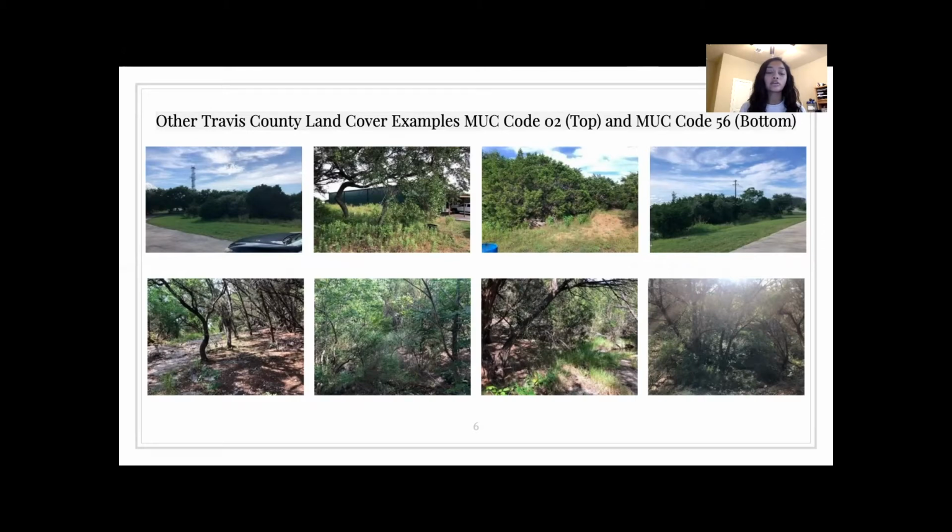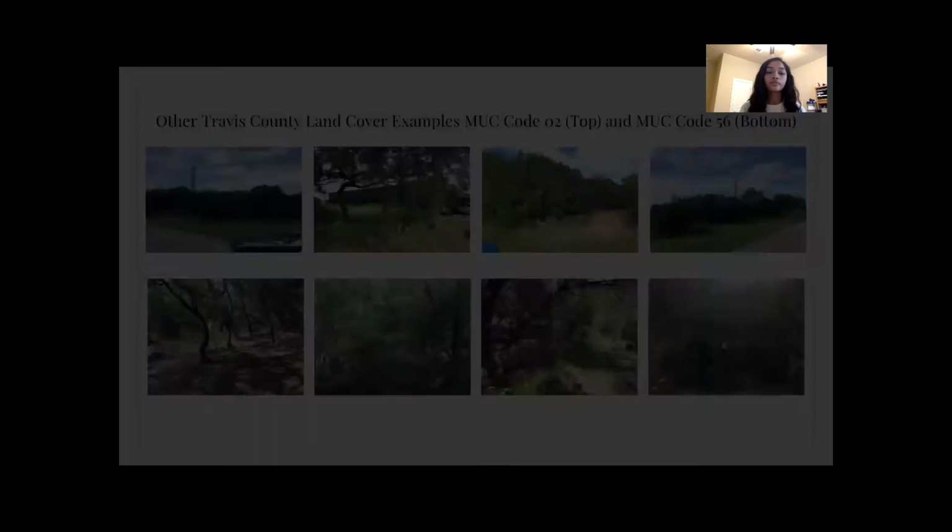It's also important to note that the hike had running water at the end of the trail, and both of these sites actually had running water, which could be potential mosquito breeding habitats. These photos also show the diversity of land cover in Travis County.